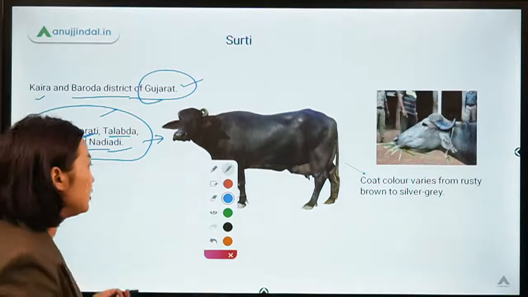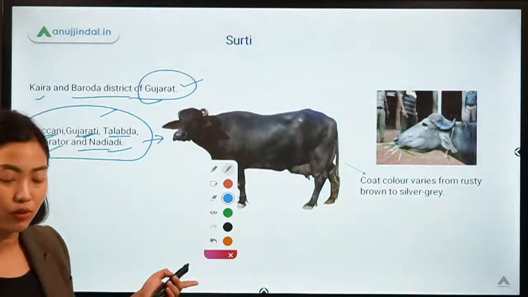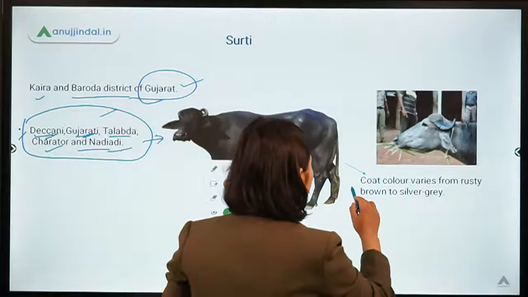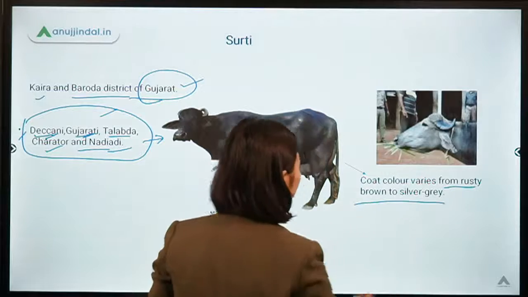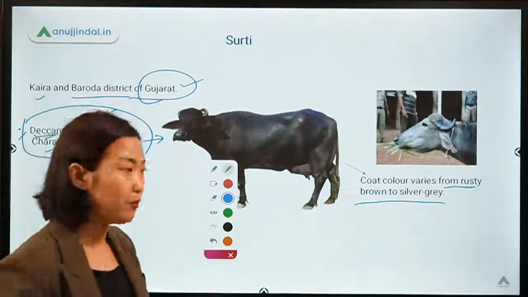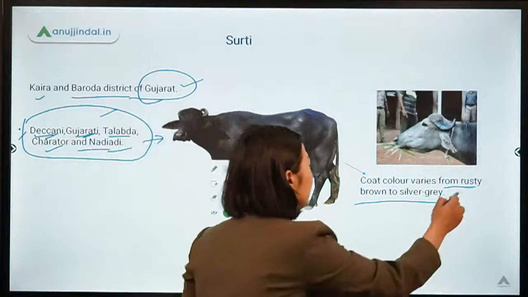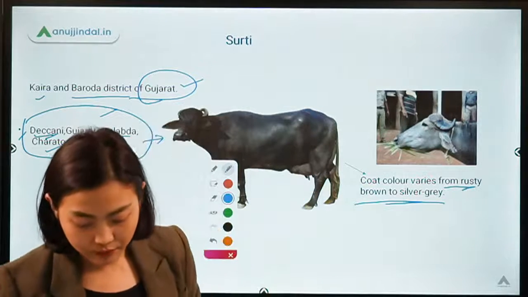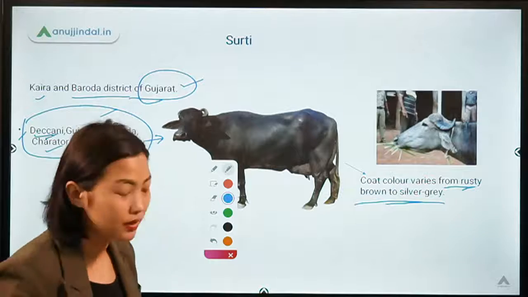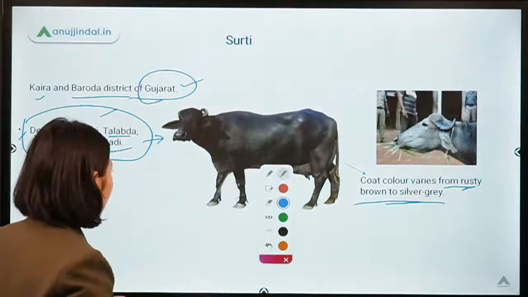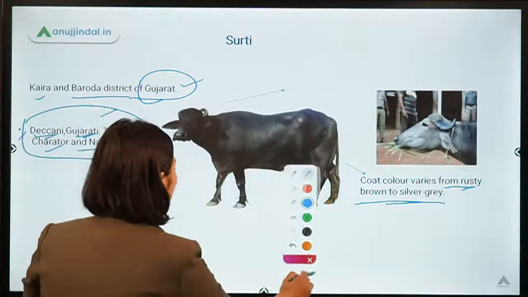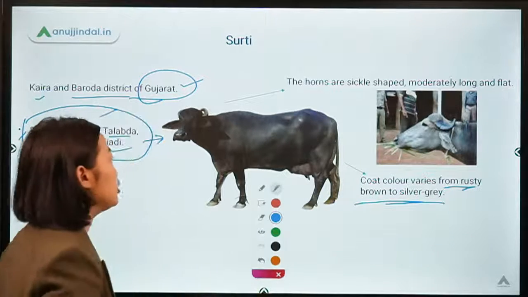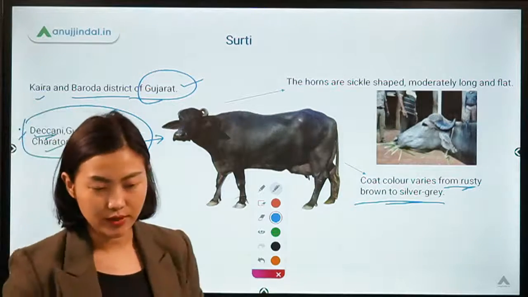Now coming to the color variation. The color is also a very important characteristic trait of this Surti. Basically the color is from rusty brown to silver gray. Another very prominent or peculiar feature of this breed is that the horns are sickle-shaped and moderately long.